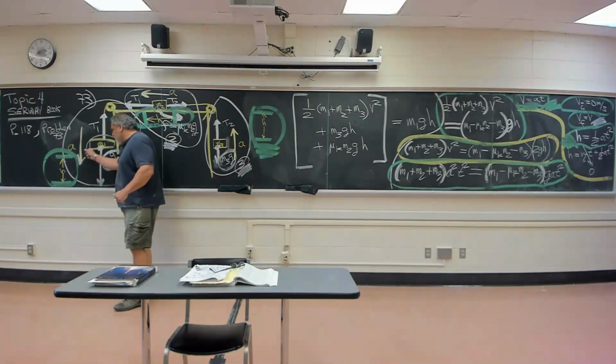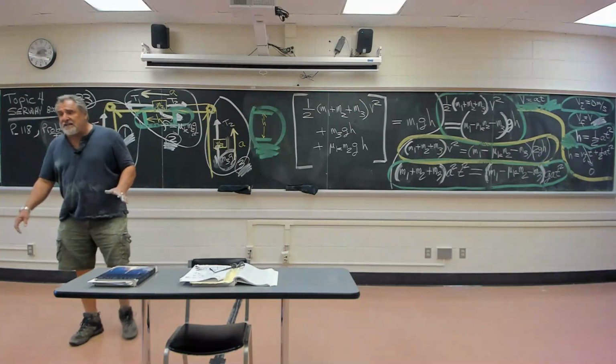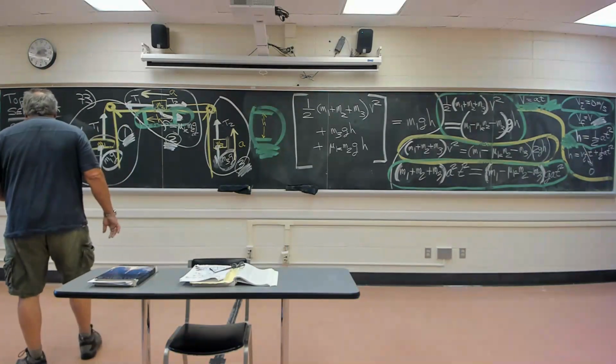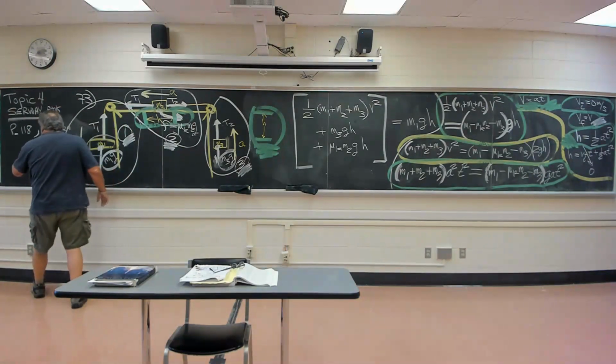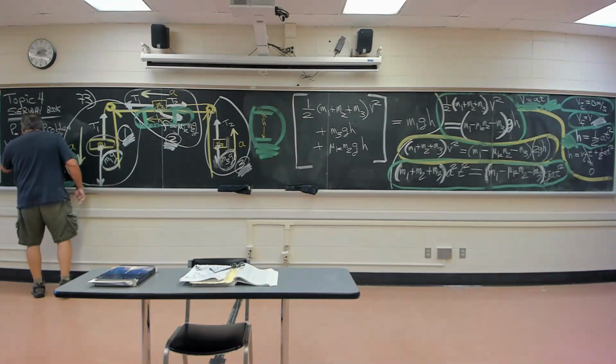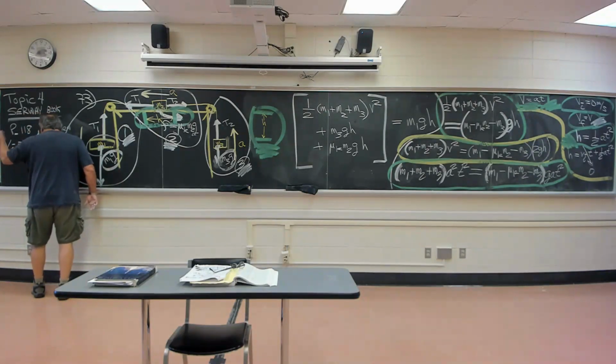Small t. It's going to fall a distance h. They're all at a dead stop. They started at a dead stop. If they started at a dead stop, you guys, V sub I is 0 meters per second.